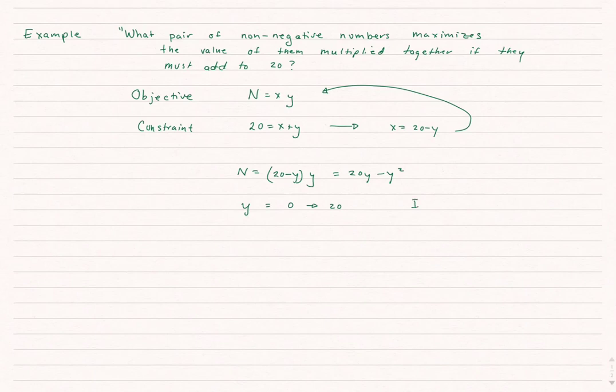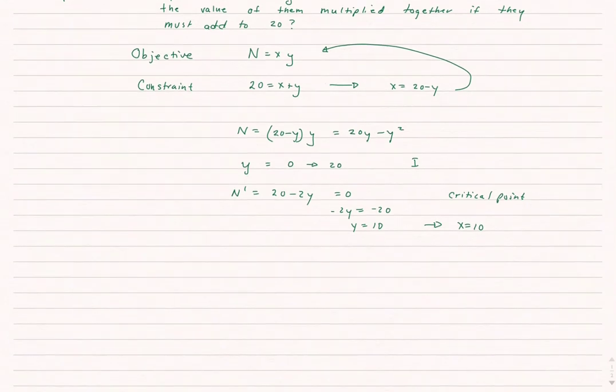I can also find the maximum value of this function by taking the first derivative. N prime is equal to 20 minus 2y. So, to find my critical points, in this case there would just be one of them, I set my first derivative equal to 0. Solving for y, I get that y is equal to 10. If y is equal to 10, since x plus y must equal 20, that means x is also equal to 10.